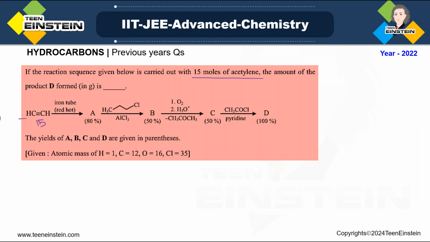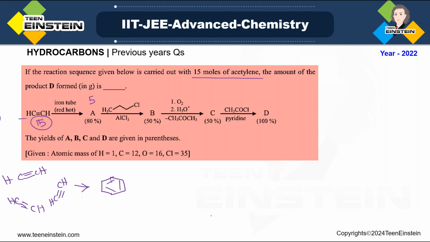Iron tube red hot. Now if you consider this reaction, iron tube red hot, you are getting A. Simply forget about what yield is mentioned. If it is theoretical yield, how many should you get? We know that from 3 molecules of acetylene, you get 1 mole of benzene. That means it is 3:1. 3:1 means if it is 15 moles, you will get 1/3, so it will be 5 moles.